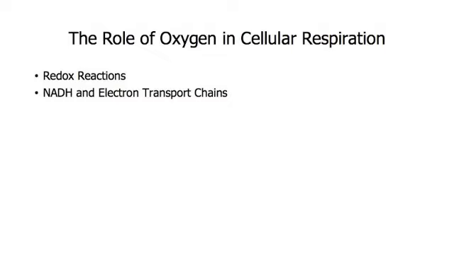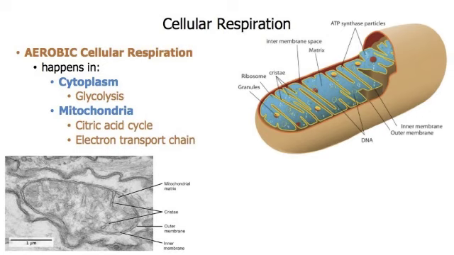This is how the oxygen we breathe functions in our cells and why we cannot survive more than a few minutes without it. Viewed this way, drowning is deadly because it deprives cells of the final electron acceptor, oxygen, needed to drive cellular respiration. So this slide gives us an overview of cellular respiration.